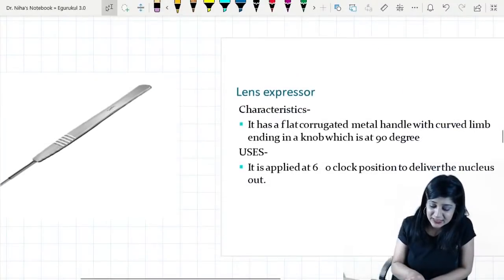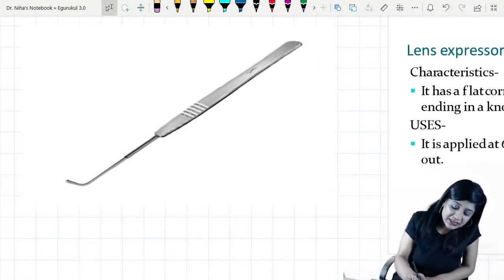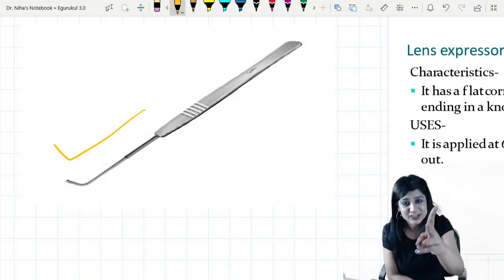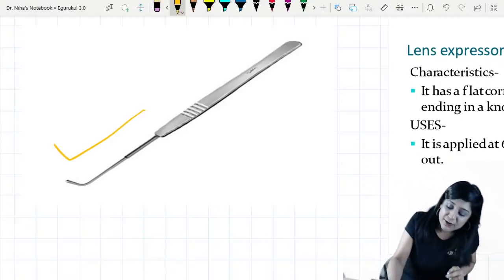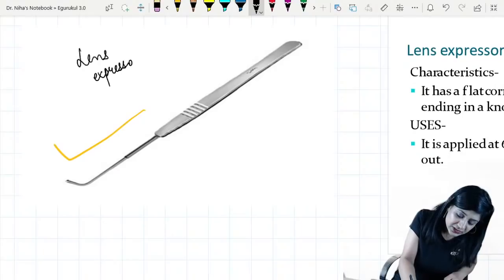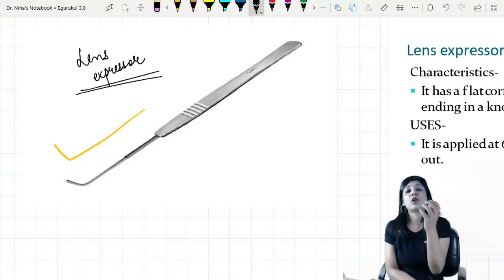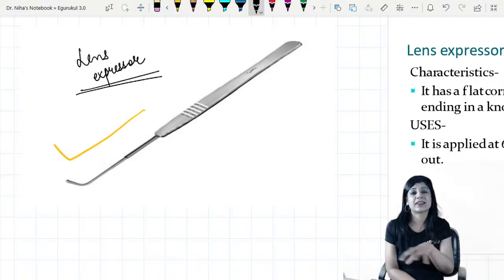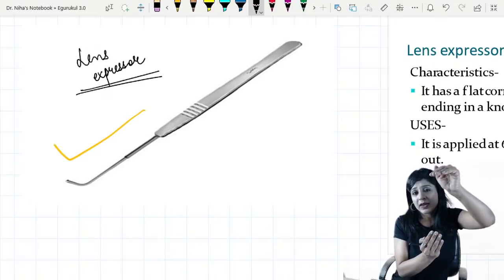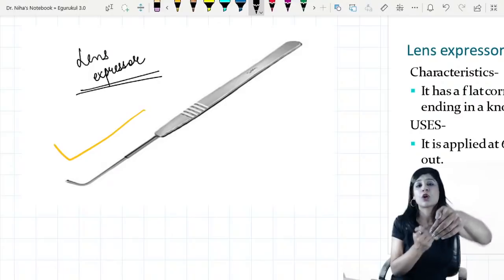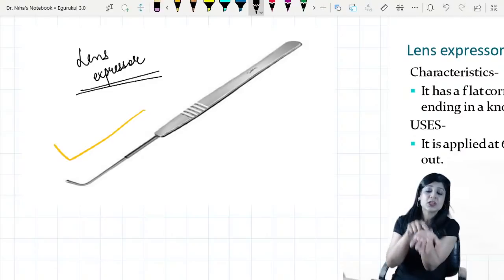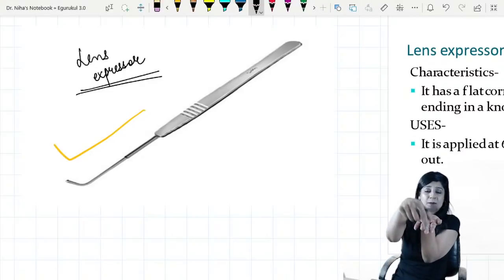Right? Now see, what is this? Can you see? This is your L-shaped instrument. So one was K-shaped, one was S-shaped, and then this is L-shaped. L for L, this is your lens expressor. When you have already done hydrodissection and hydrodelineation, and we have to just express the lens, what you are doing is applying the pressure at 6 o'clock. You are actually standing at 12 o'clock because you are standing on the head end of the patient. So this will be your 12 o'clock and this will be 6 o'clock.